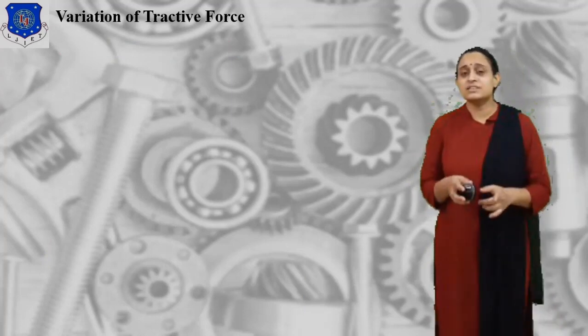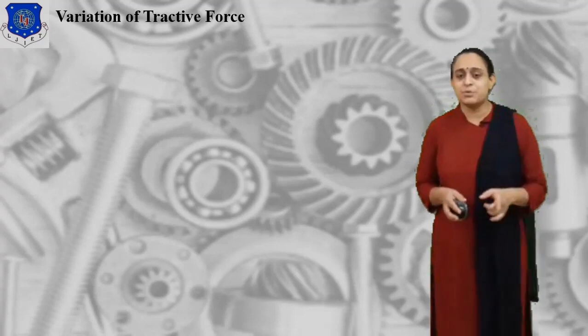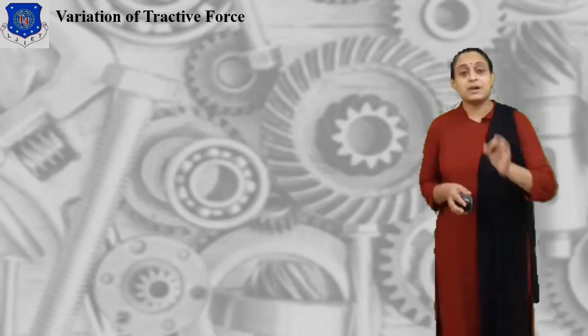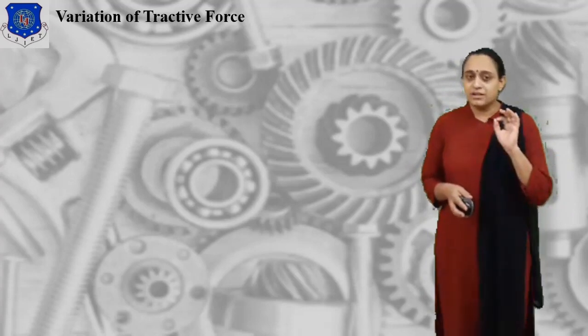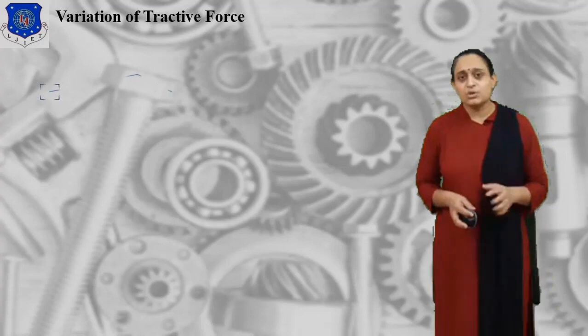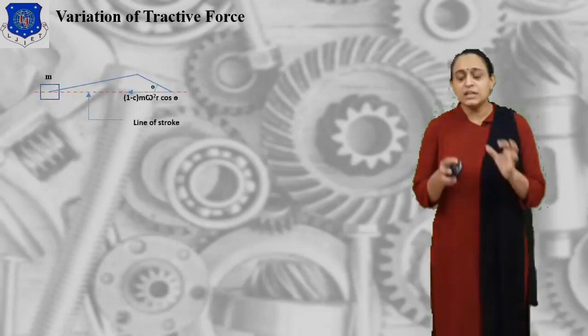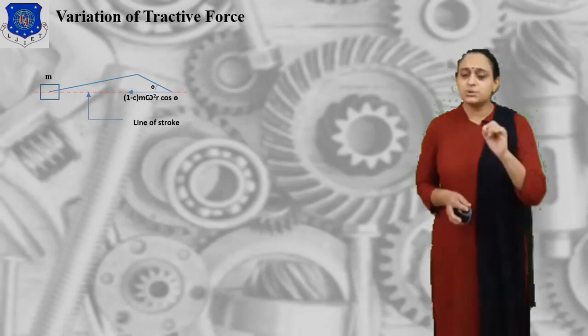As we have already discussed the effect of all the reciprocating masses, which are partially balanced. So right now let us start variation in attractive force. As we all know, the attractive force means the effect of the wheel on the rails. Okay, so let us start.